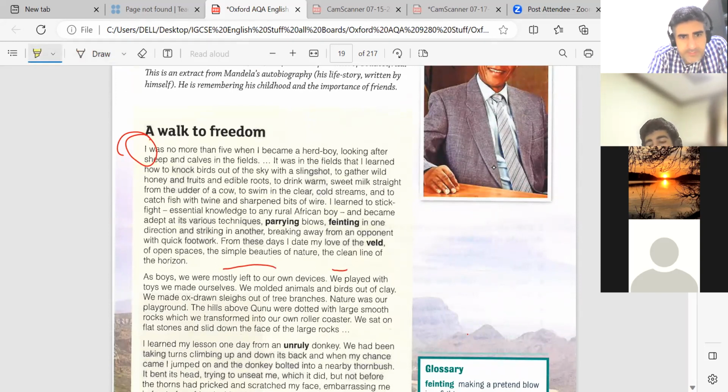Wait, where is it, Khalid? Paragraph 1? Yes. Okay. Essential knowledge to any rural African boy. I learned to stick fight, essential knowledge. Do you agree with Khalid? No. Yes. What do you mean by academic knowledge here? Academic education. It doesn't say anything about academic education. Academic education means learning science, history. But this one, learn to stick fight. What does stick fight mean?